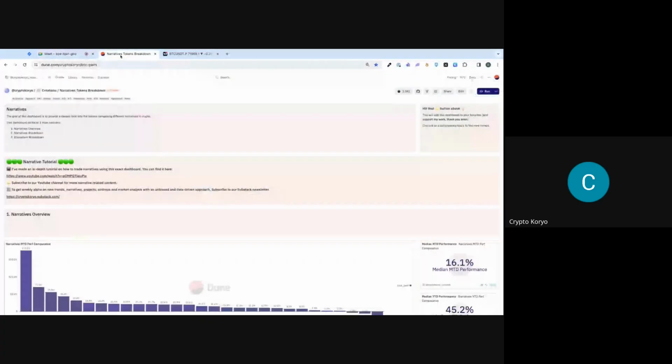Yeah, thank you, Jen, for your words. And yes, it's great to see that people are using the dashboard. It's one of the most popular dashboards on Dune now, and it's growing really rapidly. I'm really happy to see people using it. Let's go on the dashboard. So here is the dashboard.